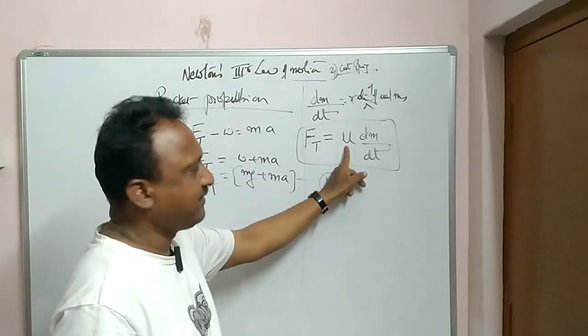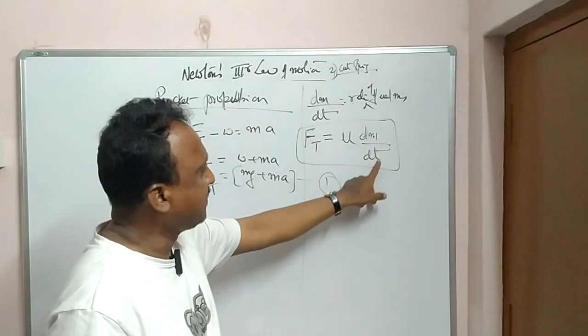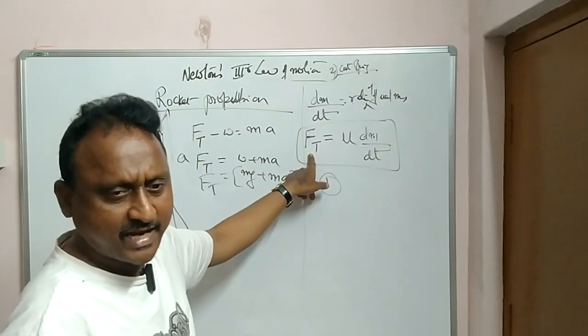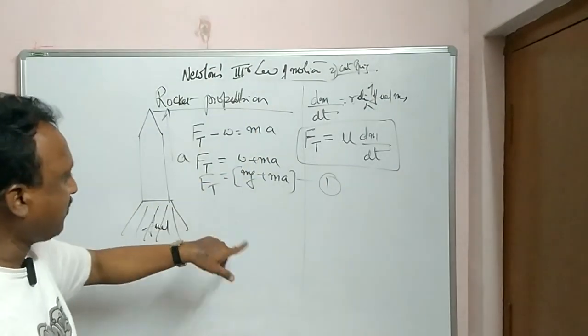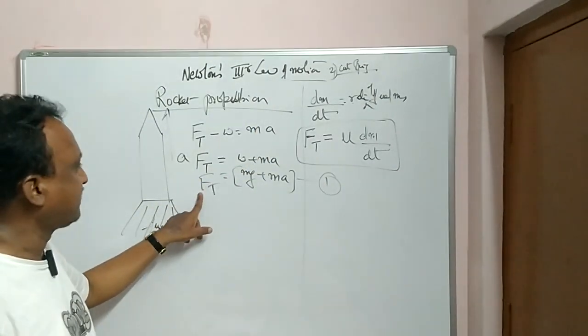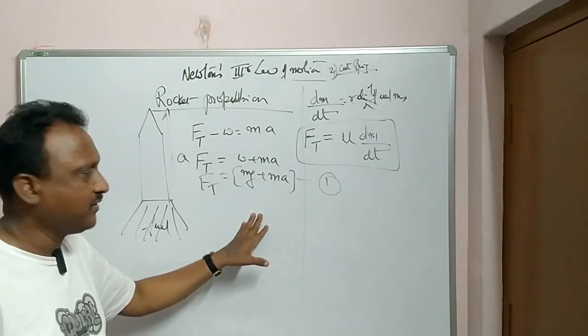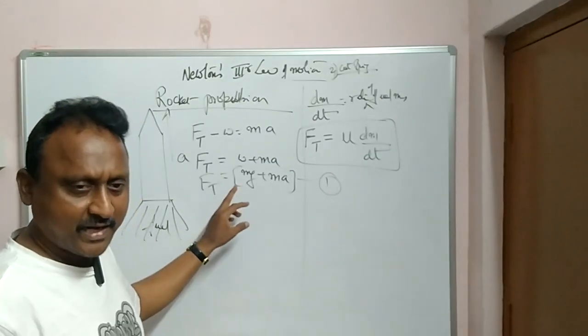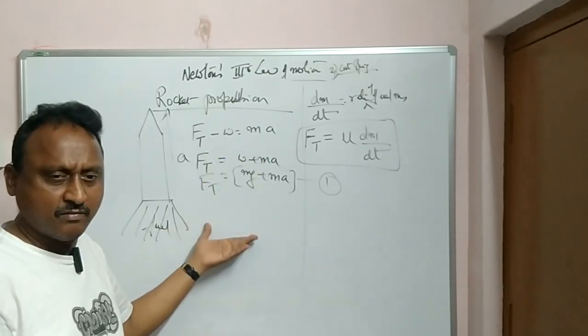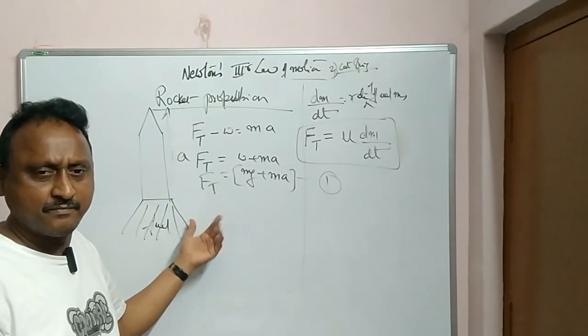So when you multiply this velocity with dm by dt, you will get again the thrust acting on the rocket. Or one more formula for thrust is Ft, thrust, is equal to mg plus ma. You can apply here, see all of you. You can apply here and you can solve the problems finally. Okay?